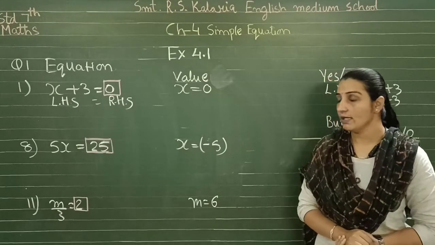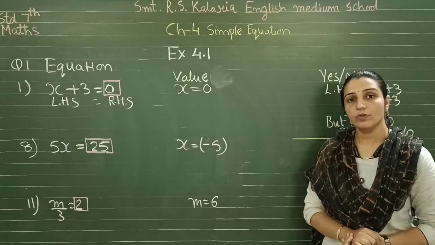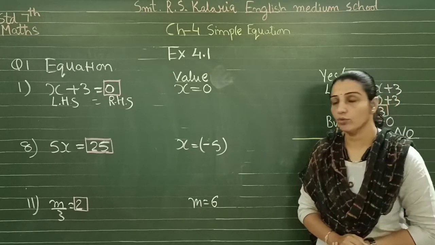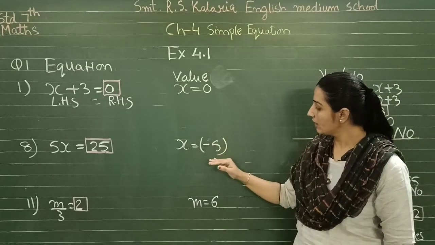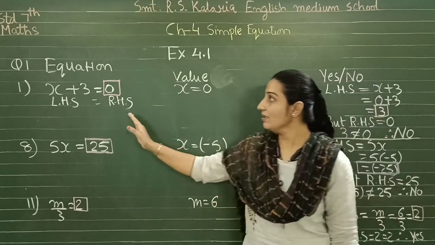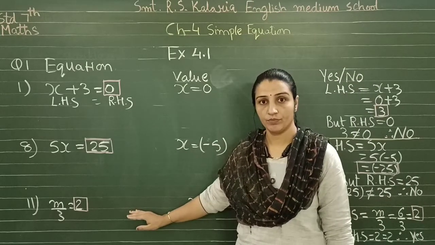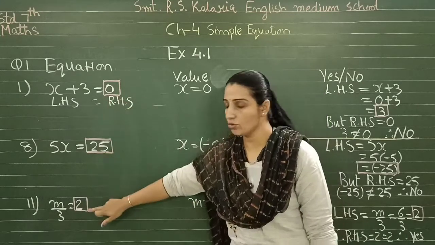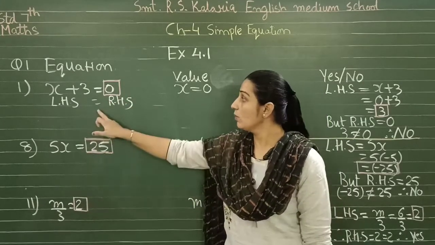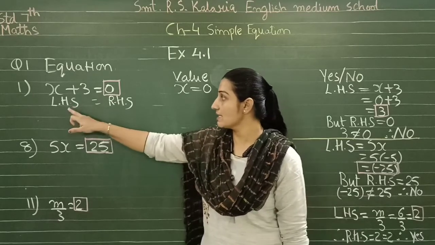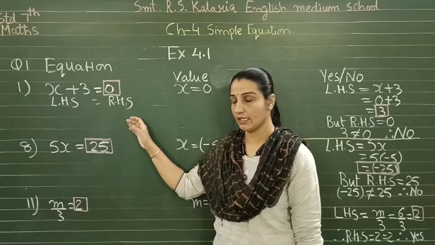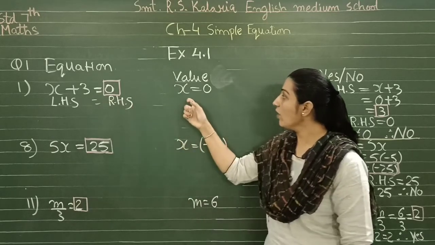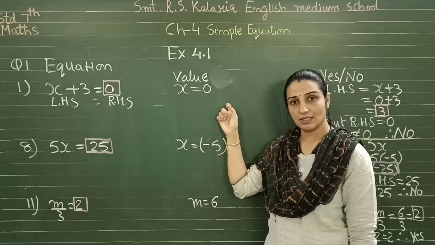Exercise 4.1, question 1. First we will start with method 1, where we just have to substitute the given value inside the equation given. Here you can see this is our equation as it has an equals to sign, and it divides the question into two parts, that is left hand side and right hand side. Now this is our question. Here the value of x given to you is 0.